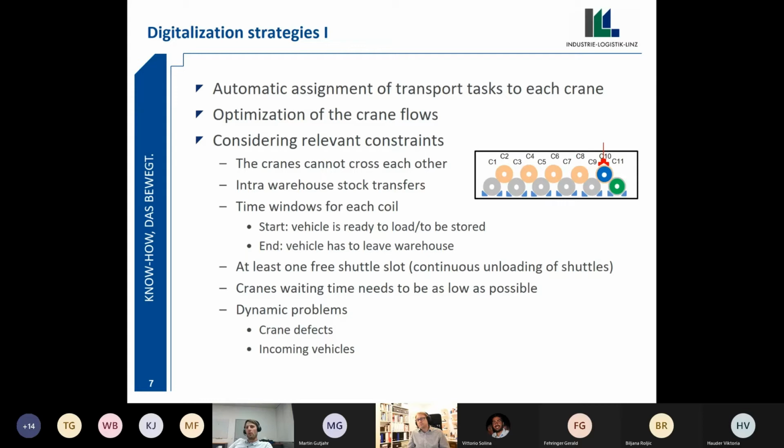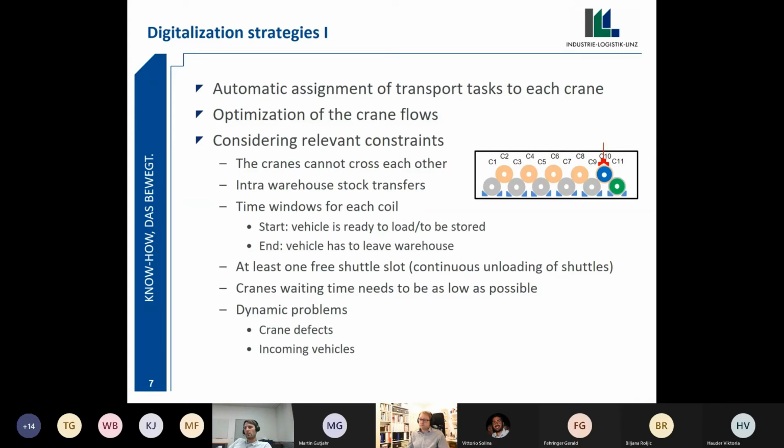We also have to do some intra-warehouse stock transfers because, as I mentioned before, if we want to handle or load the green coil at the position C11, we have to do some rearrangement of the other coils, here shown as blue coils. We also give each coil a time window, a start and an end. So we need to know when it's ready to load and when it should be done. This is also necessary to give the system some input on how and when to do the loading process, and also to give the system the opportunity to do some stock transfers.